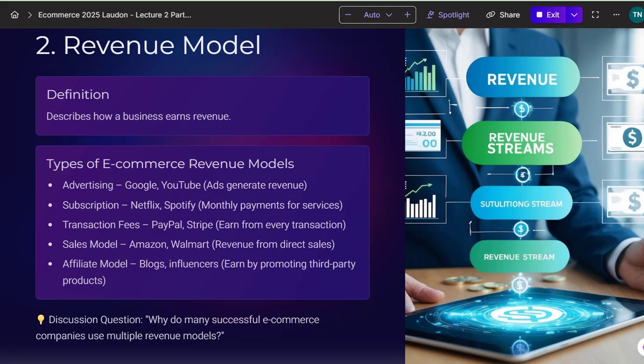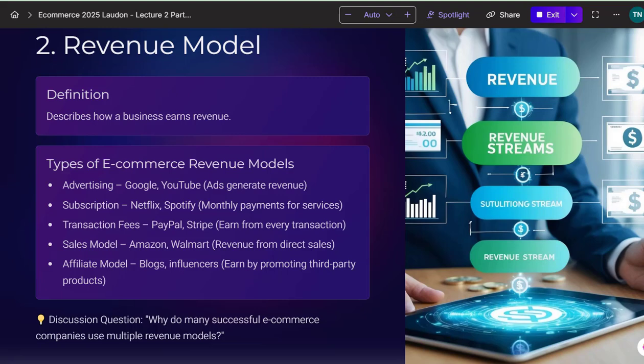And direct sales is the number 4 source of revenue: selling products directly to customers like Amazon or Walmart. And number 5 is the affiliate model, earning commission by promoting third-party products on a blog or on social media.